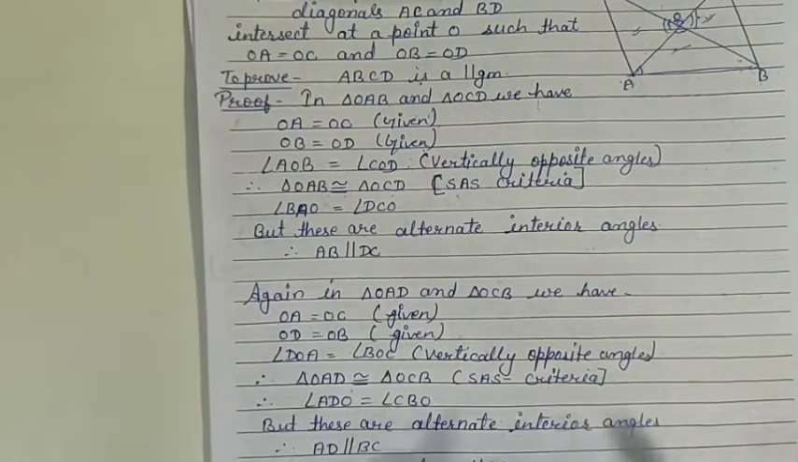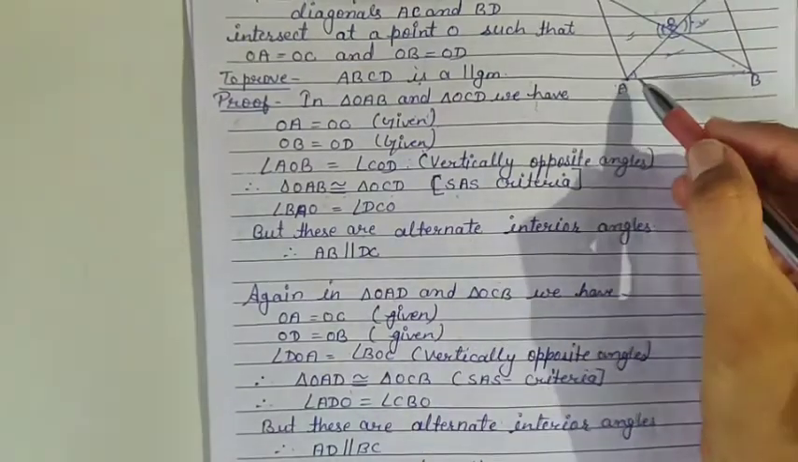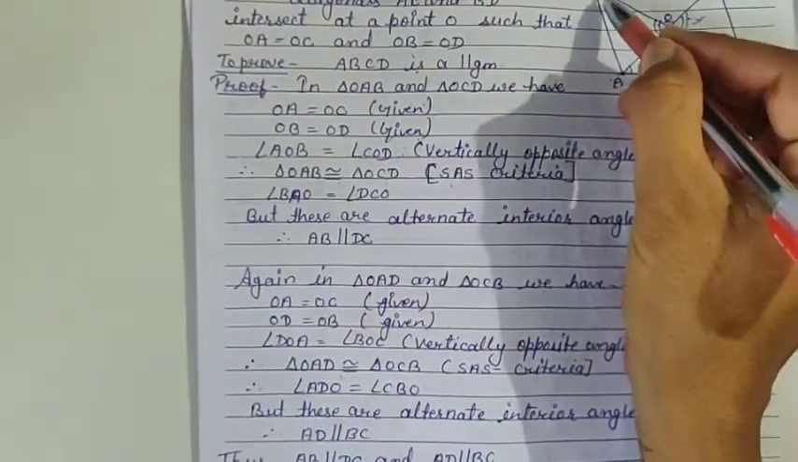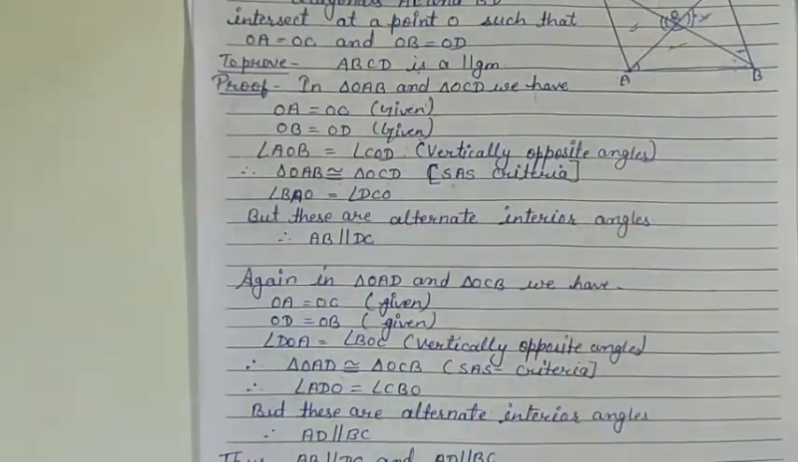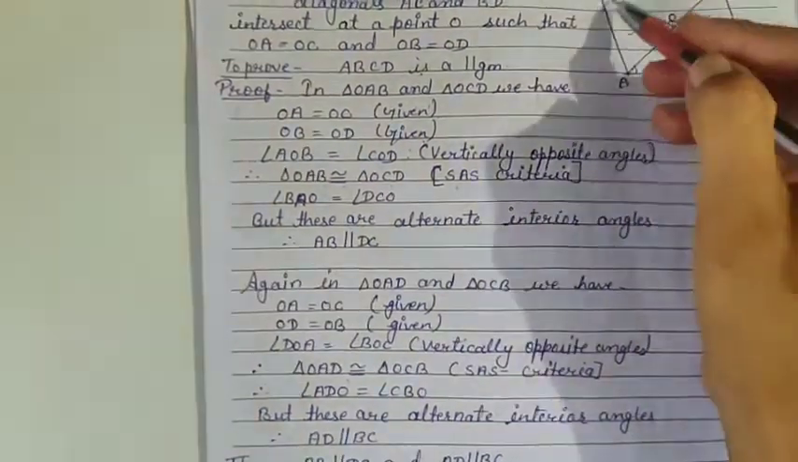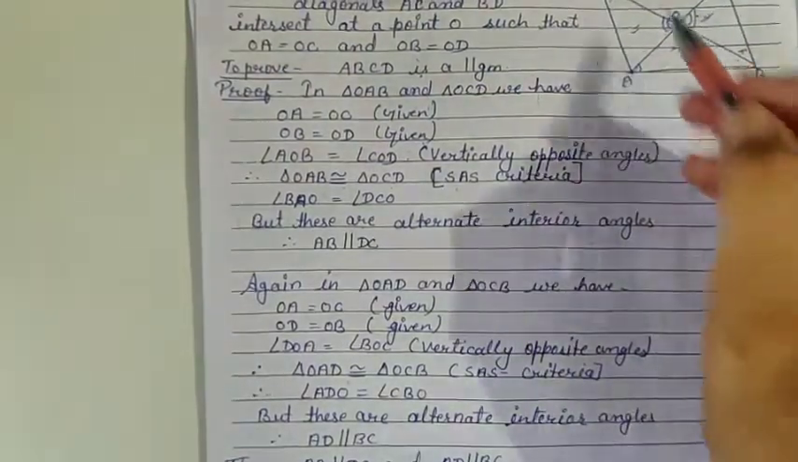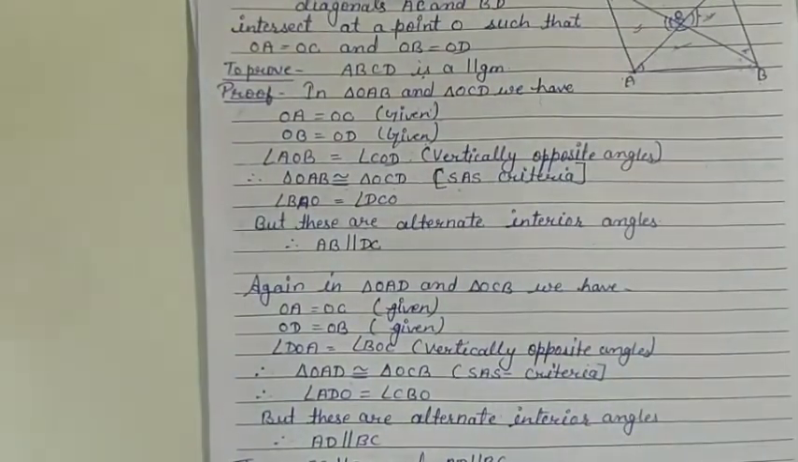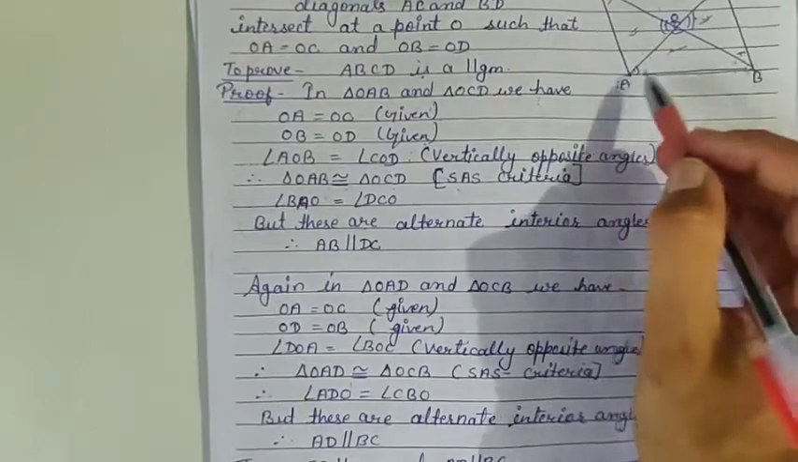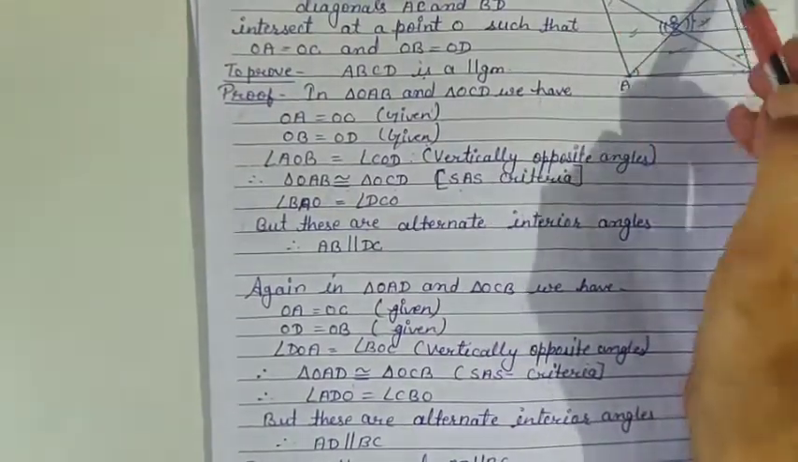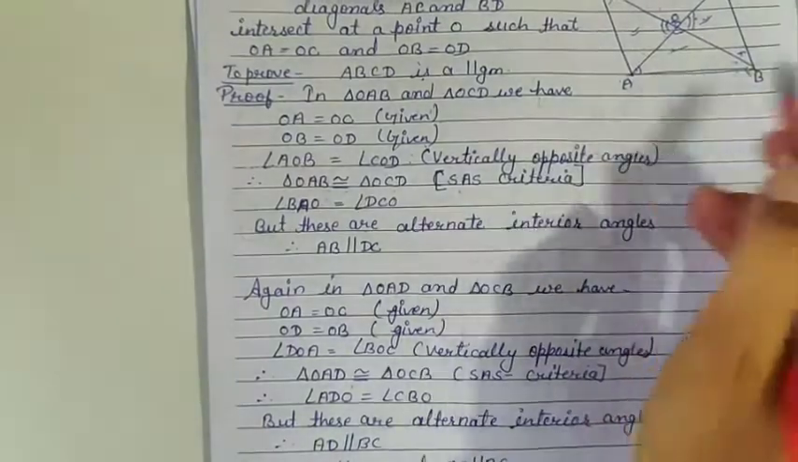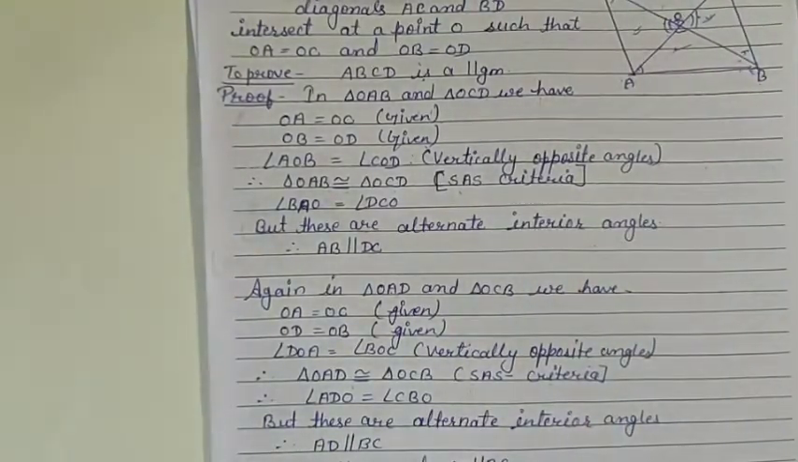It means angle ADO equals angle BCO, but these are alternate angles. So AD is parallel to BC. It means firstly we proved AB parallel to CD and AD parallel to BC. It means ABCD is a parallelogram.